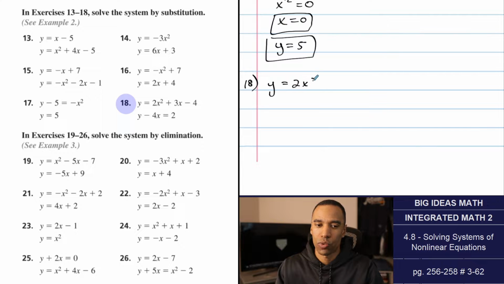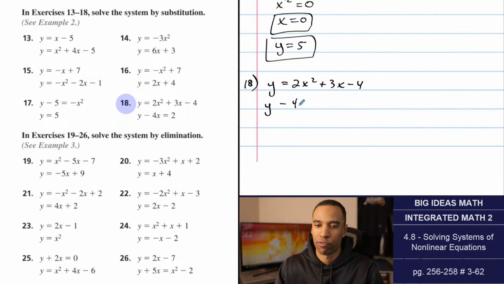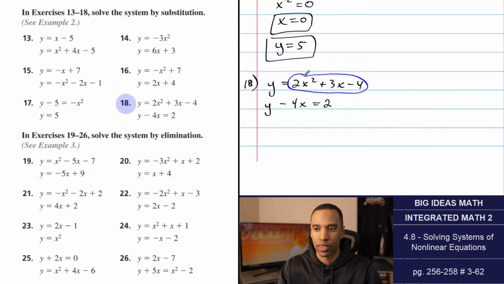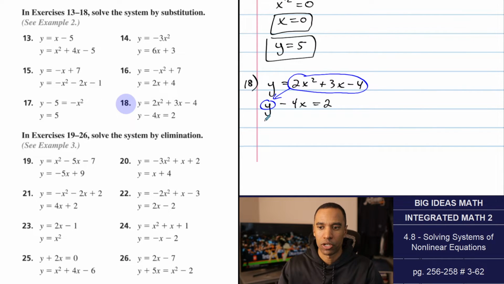Y equals 2x squared plus 3x minus 4, and y minus 4x equals 2. In the same vein of we don't need to get y's by themselves, only make sure that you find the one where it is by itself and substitute into the other one. So at the very least, make sure you're doing that.